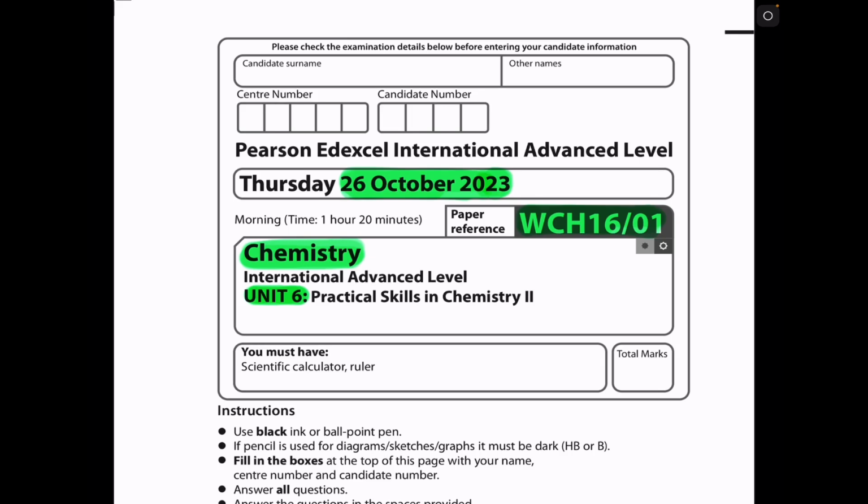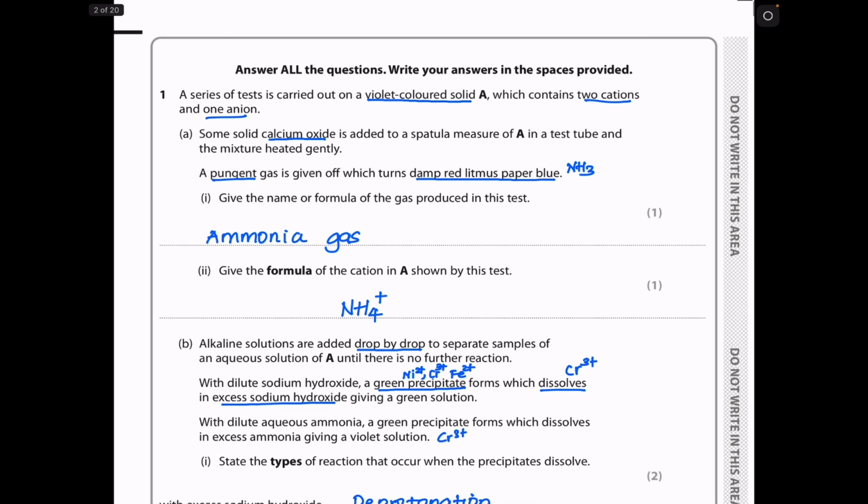Today we're doing the Pearson Edexcel International A-Level Chemistry Unit 6 for October 2023. Let's begin with the first question.